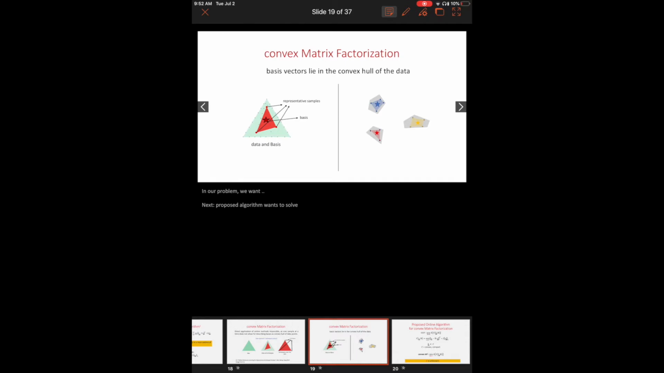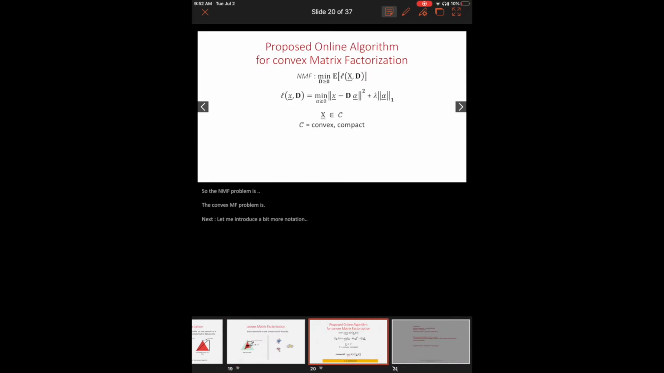So let me introduce our proposed algorithm. We want to minimize the expected loss function for the probability distribution with respect to the random variable x, and constrain the basis D to be inside the convex compact space corresponding to the support space of the random variable x.